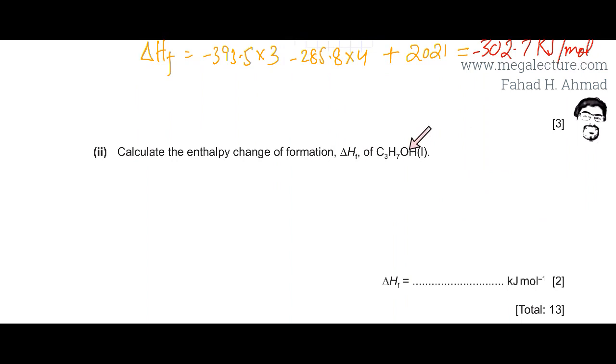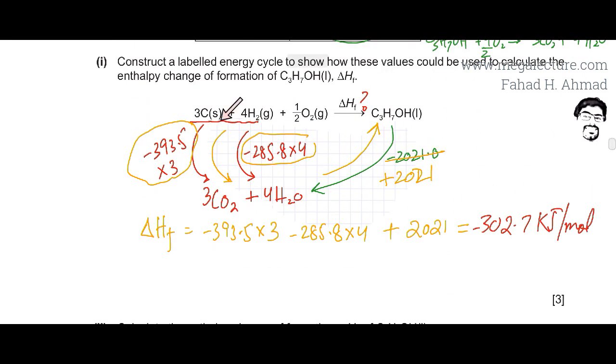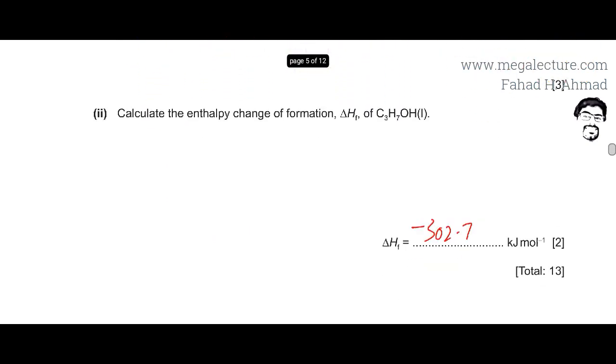Calculate the enthalpy change of formation of C3H7OH, which we have just done over here. It's minus 302.7 kilojoules per mole. The first part wanted us to construct the Hess cycle. We constructed the Hess cycle, and the second part wanted us to calculate the value of enthalpy change of formation, which we have already done.